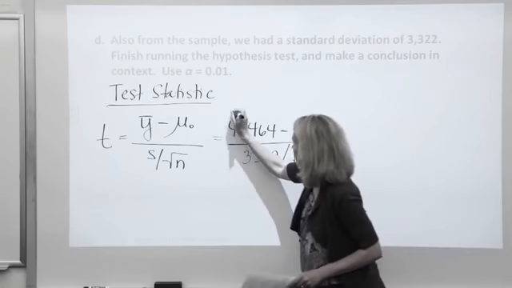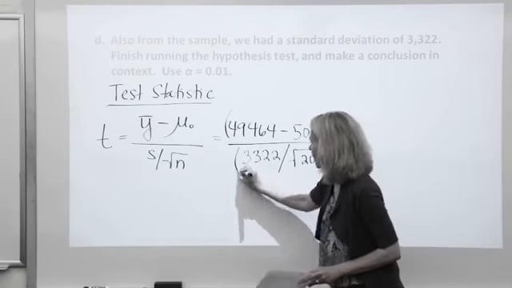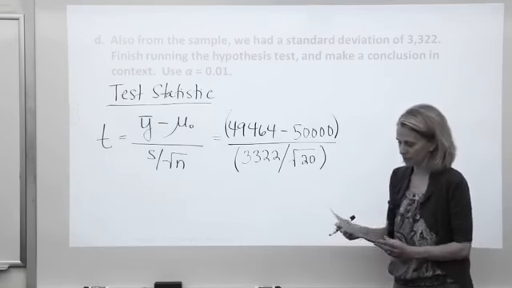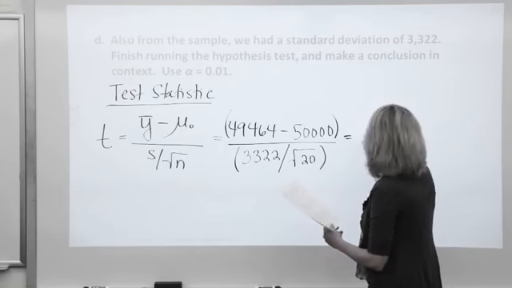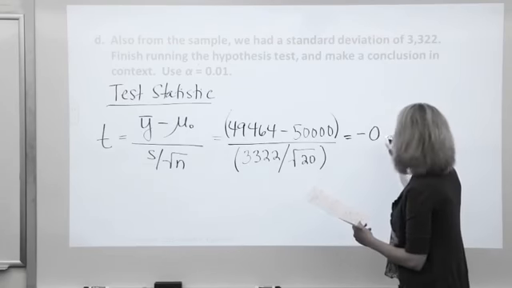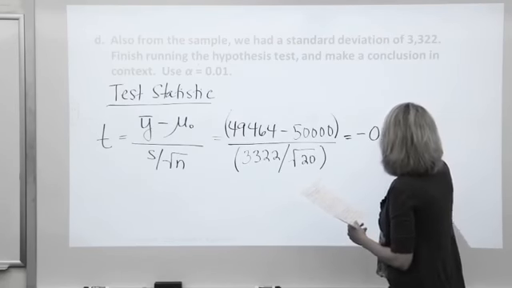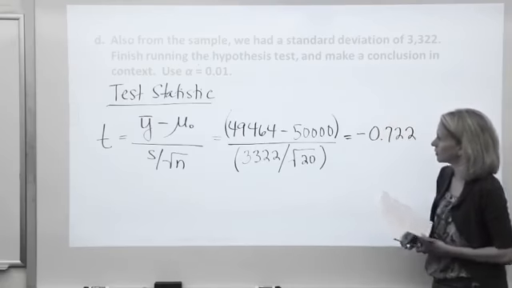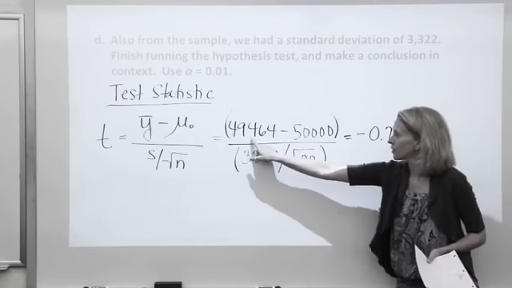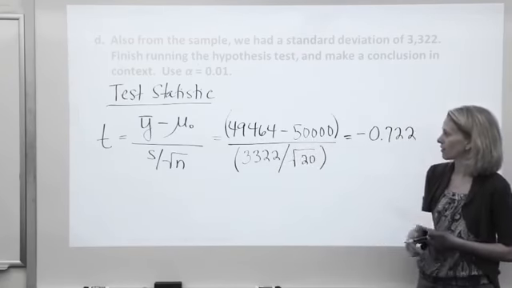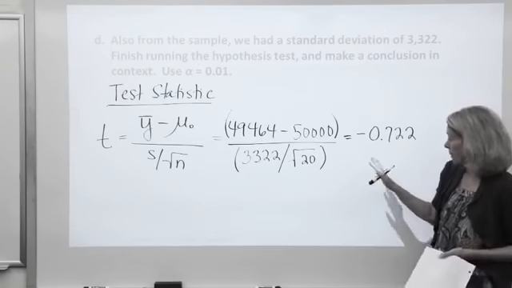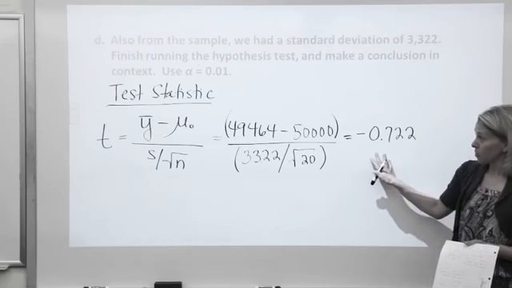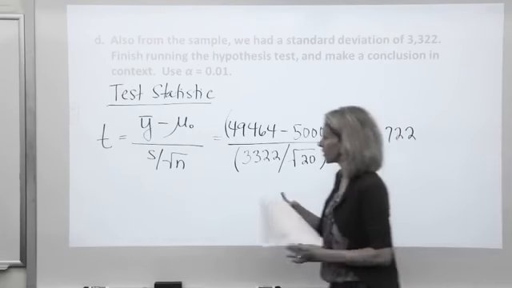Just be careful, make sure you take the whole numerator, divide by the whole denominator. And when you do this, you ought to get a test statistic of negative 0.0722. So it would appear that this is not very far below the average here, given the value of that test statistic. We'll go ahead and compute the p-value for this test statistic.